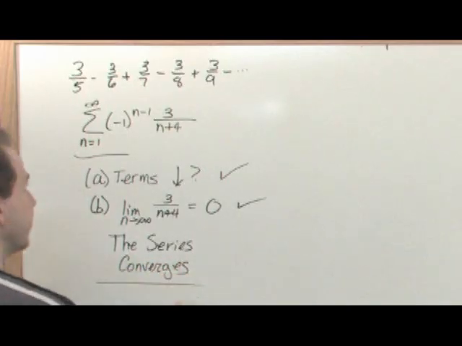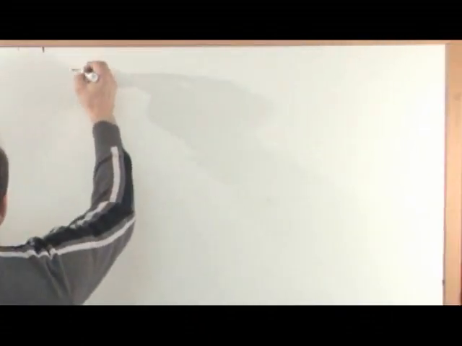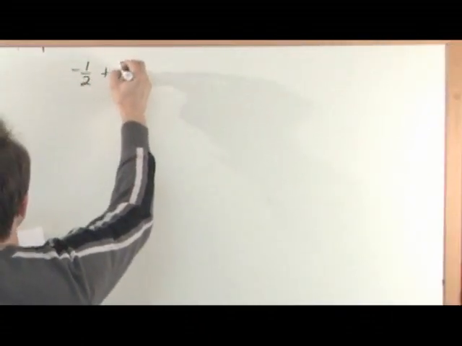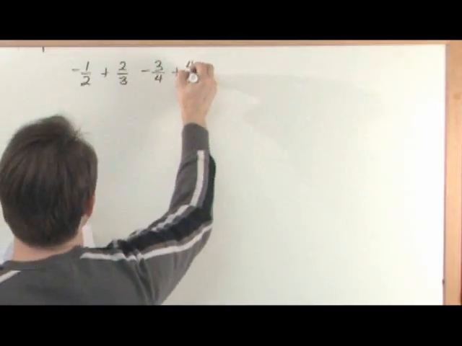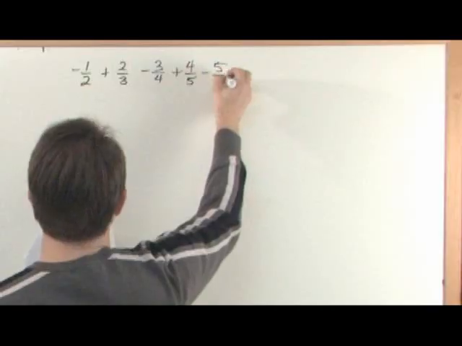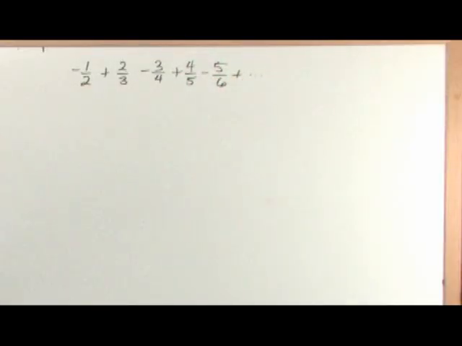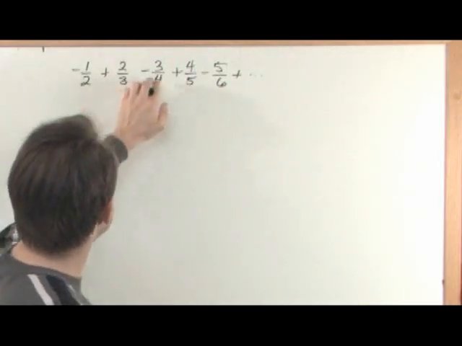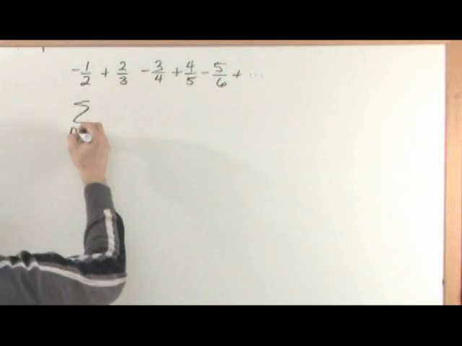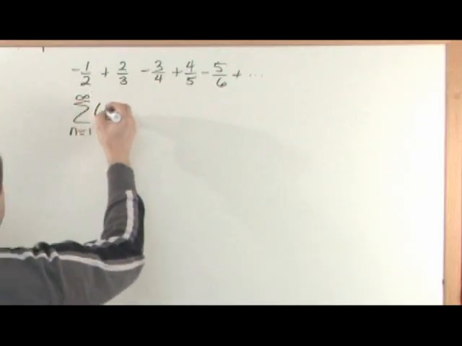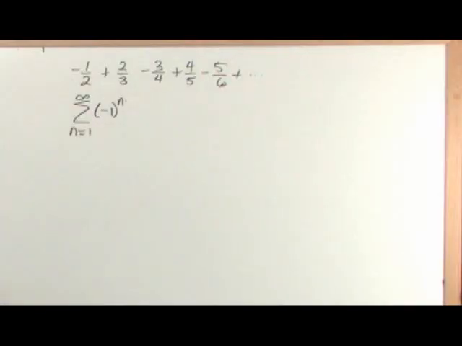The series converges, okay? The next problem would go like -1/2 plus 2/3 minus 3/4 plus 4/5 minus 5/6 plus... Okay? So that's an alternating series, negative, positive, and then of course you have your terms. So how would you write that in terms of a summation? n is equal to 1 to infinity. You're going to have the part that does the alternating, which is that, -1 to the n plus 1.